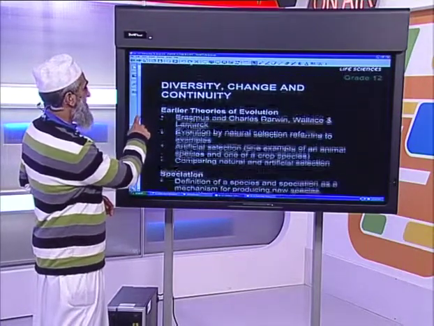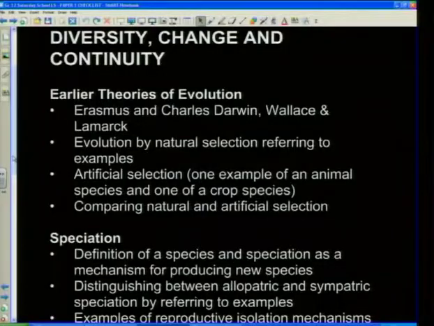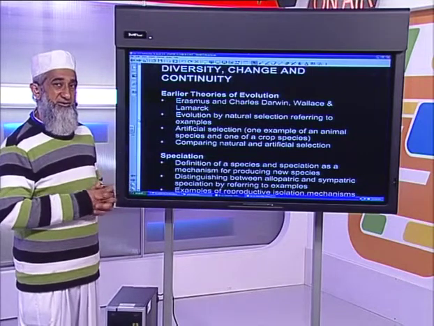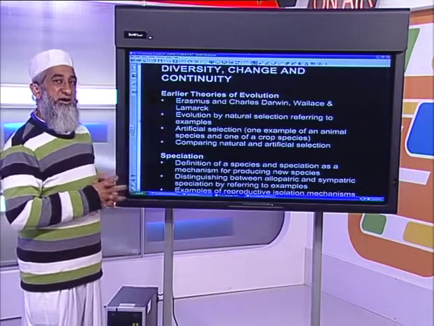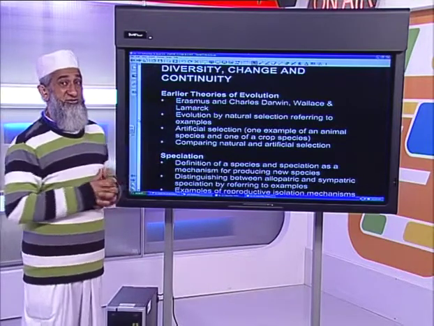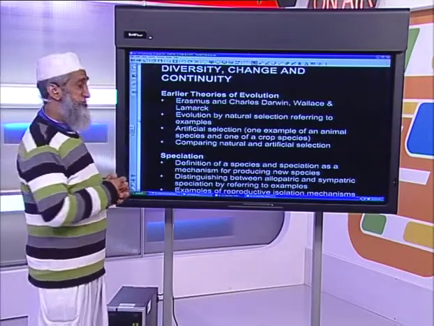We then move to the second part of the work, which we call diversity, change, and continuity. In this section, we talk about evolution. This is a section on its own. It's 40% of your paper. Whatever we've done before this, up to genetics, is 60% of your paper. So obviously, 40% is a lot of marks, guys, and you need to know this work.